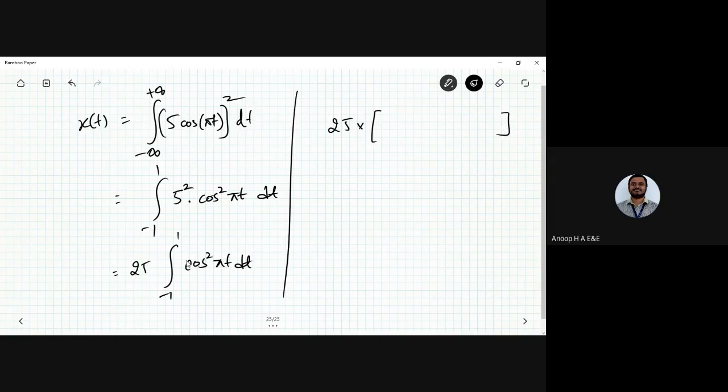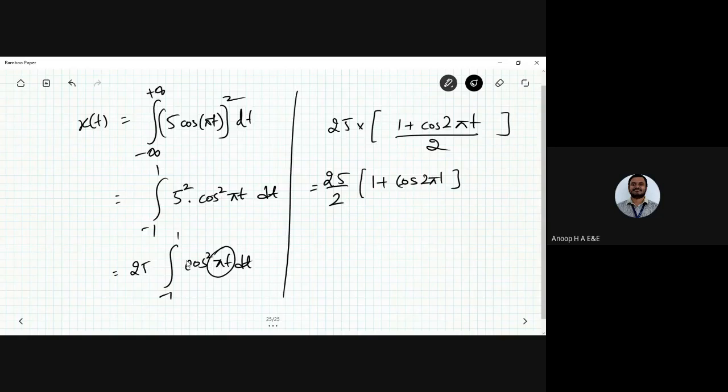So how can you evaluate the limits? Cos squared theta is 1 plus cos 2 theta divided by 2. So cos squared pi t is 1 plus cos 2 pi t divided by 2, and you are left with 25 by 2 as the factor of the integral, the integral of 1 plus cos 2 pi t from -1 to 1 dt.